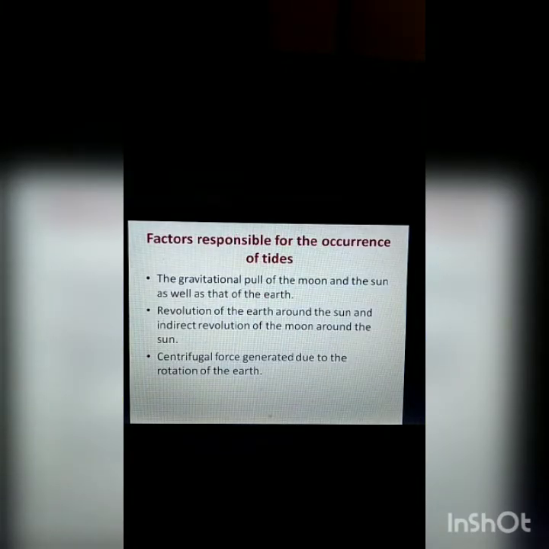Now we are going to learn a new thing: what are the factors responsible for the occurrence of tides? Why is it happening? What are the factors responsible? Here some points have been given. The first one is the gravitational pull of the moon and sun as well as that of the earth. Because of the gravitational pull of the moon, the sun and the earth, the occurrence of tides happens. This is the first one.